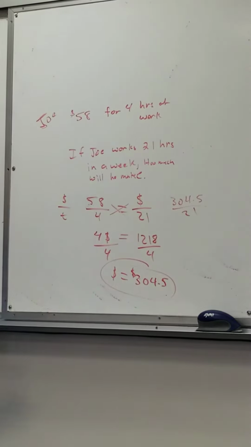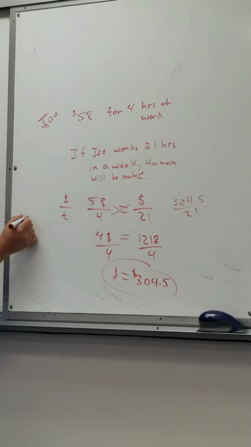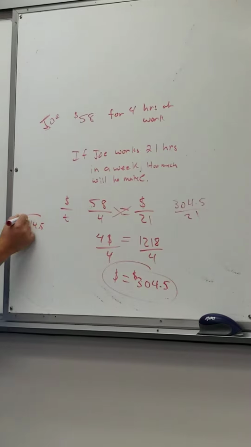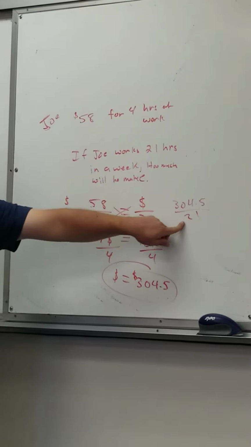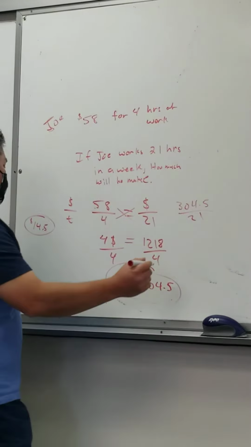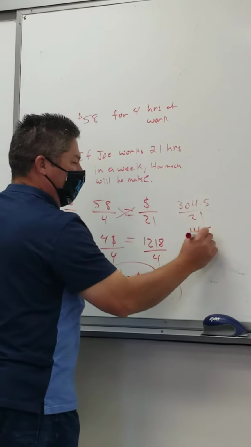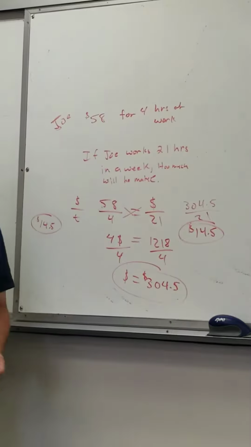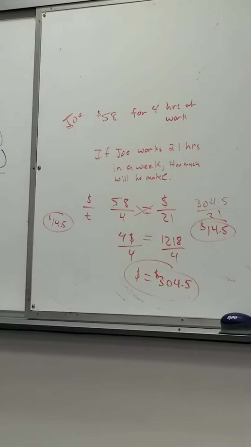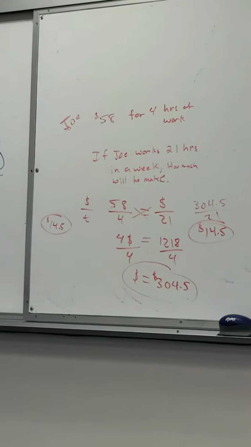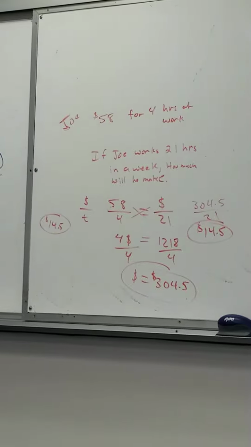What did you guys get for 58 divided by 4? It's 14.5. $14.50 an hour. That's what he's making. How much is this guy making? He makes the same. Did we expect that? Yes, we expect that's the same amount. So we have $14.50 an hour. That's what that guy's making.